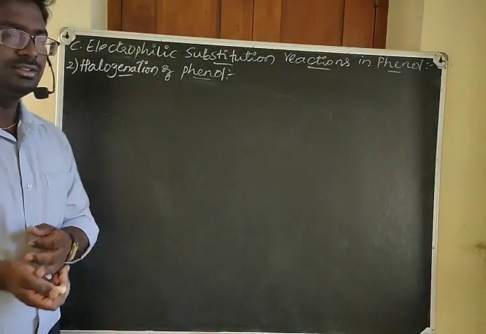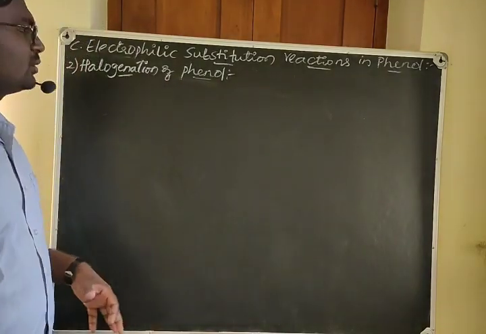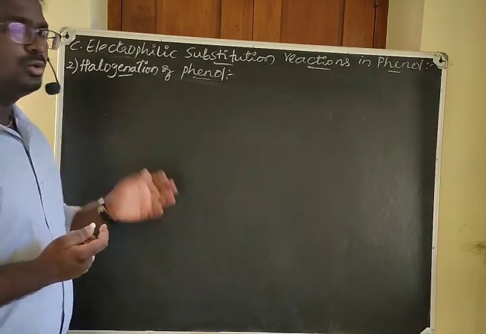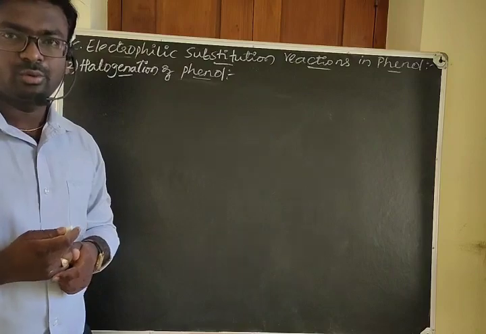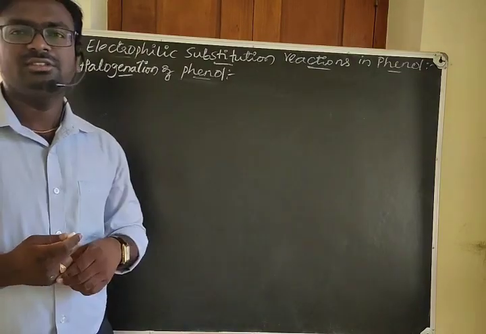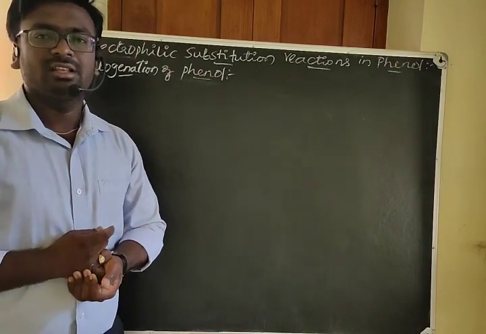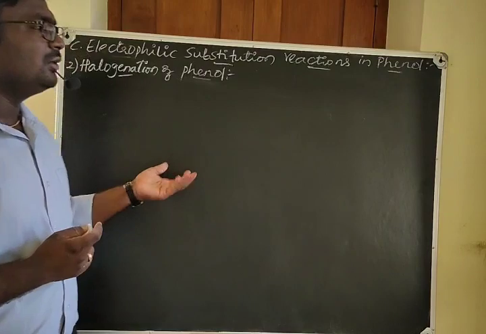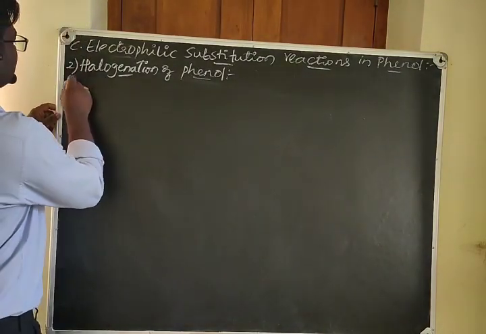Now we shall consider the second reaction, that is halogenation of phenol. Here also there are 2 types of reactions. One is using the halogen. Here we shall use the bromine, bromine in presence of low polar solvents like carbon disulfide and chloroform. That gives one type of product. Another one is using bromine water. Okay, let us consider the first case.